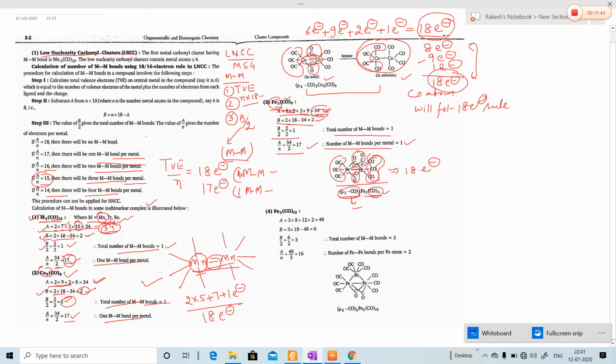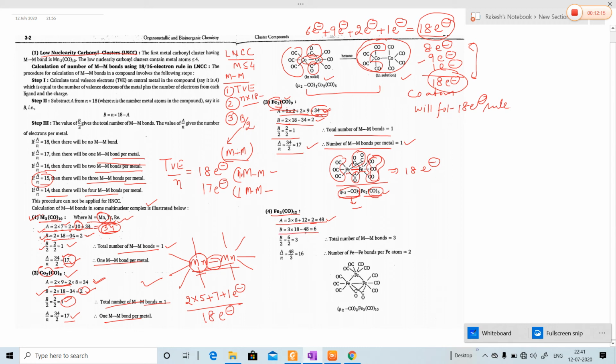In the last one, Fe3(CO)12. The first step is to calculate the total valence electrons, which is equal to A. There are 3 metal atoms, 3 into 8 electrons in the valence shell, plus there are 12 carbonyl molecules, and each carbonyl will contribute 2 electrons. Then we get 48 valence electrons in the entire molecule.